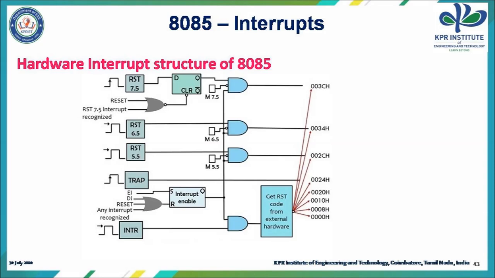Finally we can see the vector addresses generated by each interrupt. We will see about this vector address in the next section.